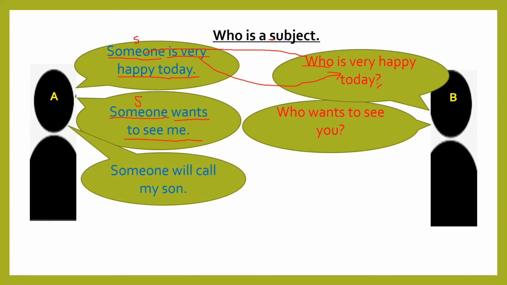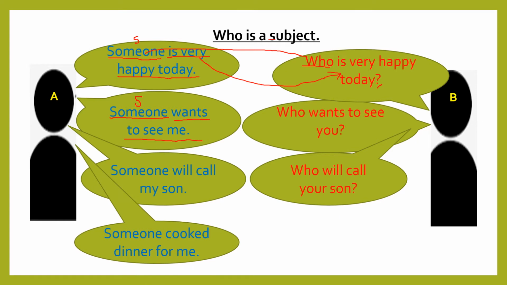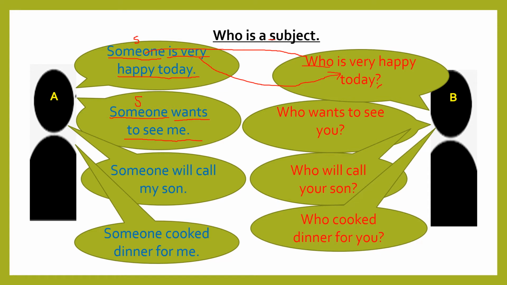The next sentence. Someone will call my son. Okay, do you want to try it yourself? Yes, that's right. B asks, who will call your son? My son becomes your son. Okay, the last sentence. Someone cooked dinner for me. And B asks, what do you think? That's right. Who cooked dinner for you?